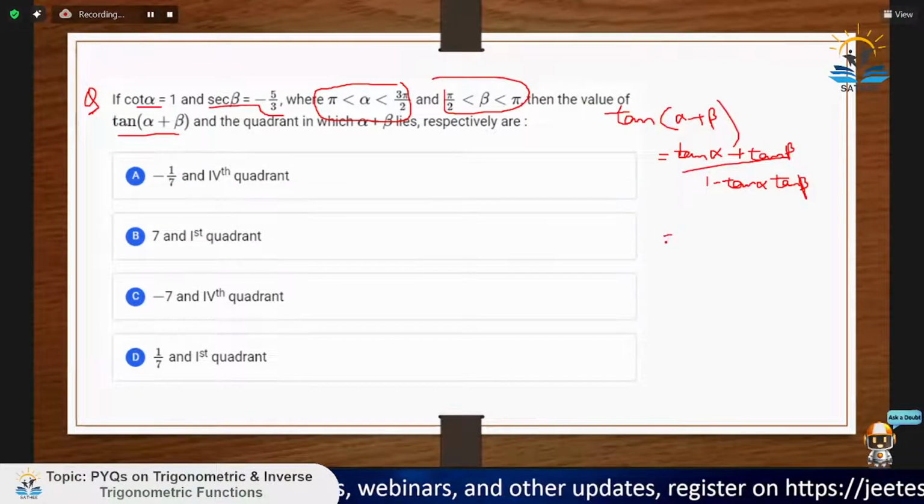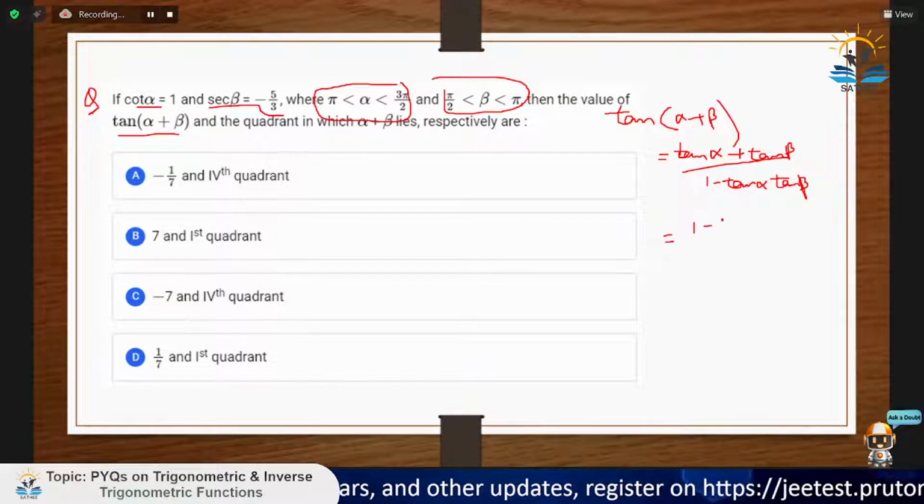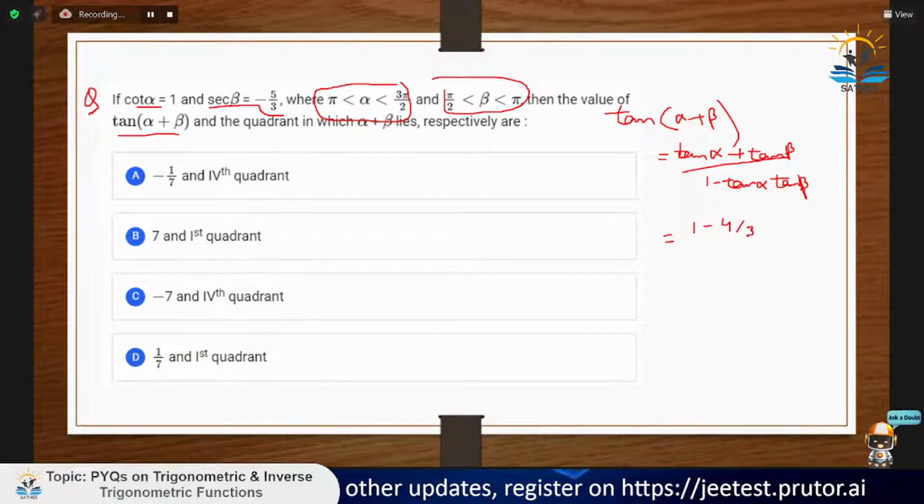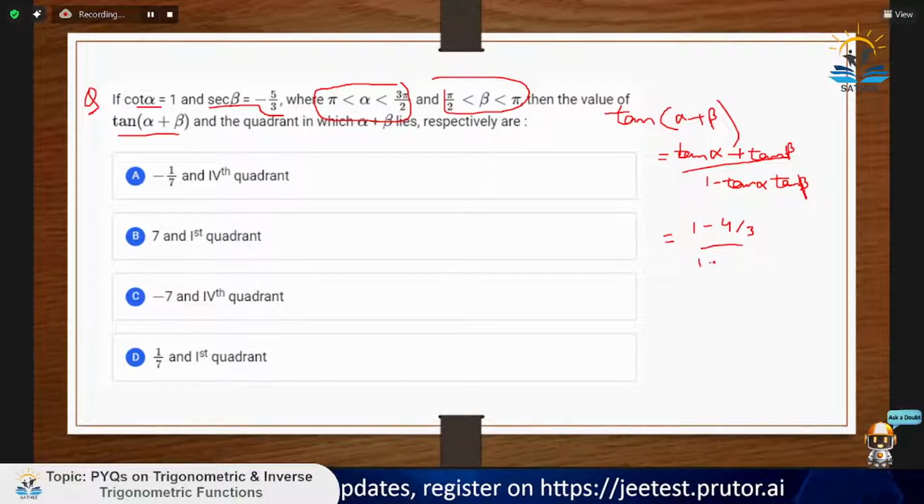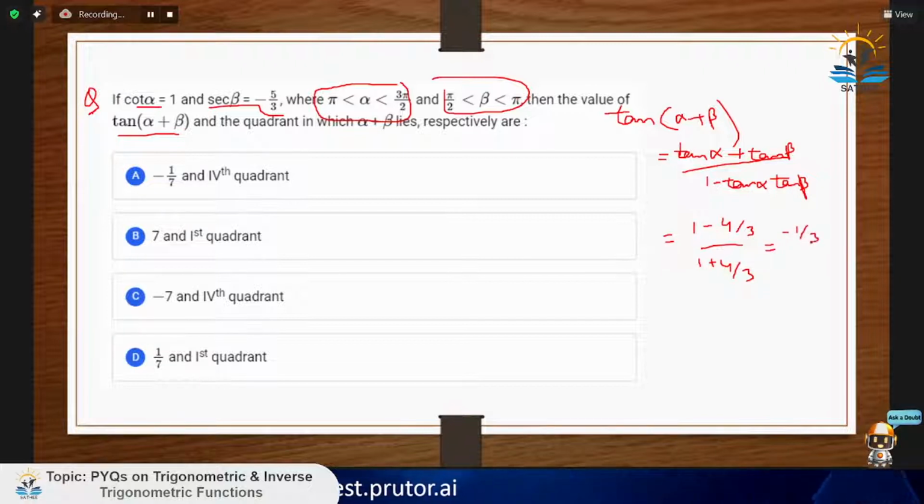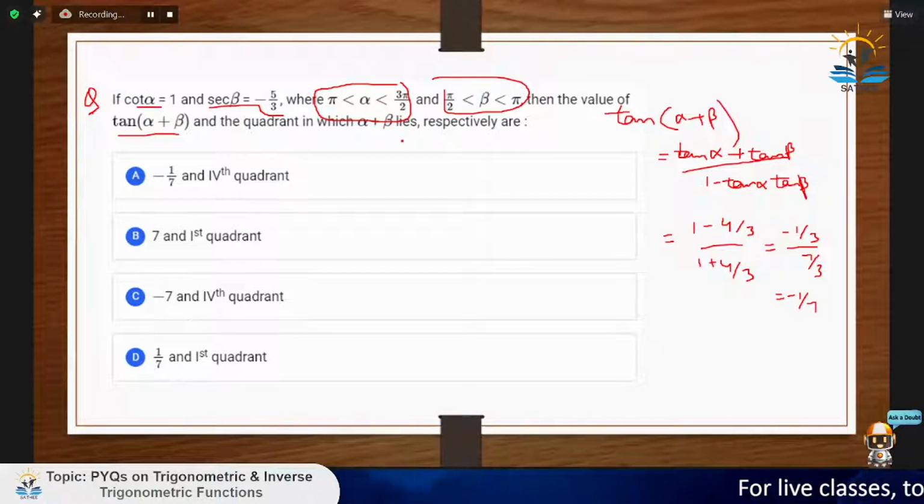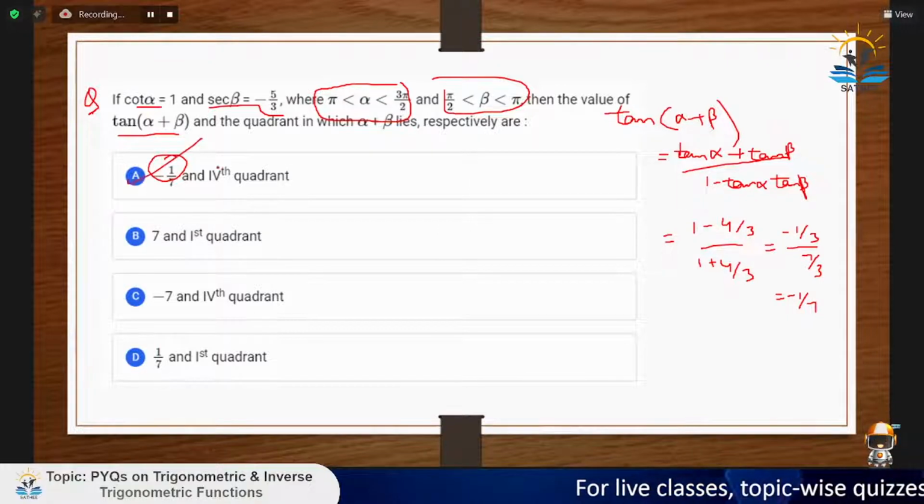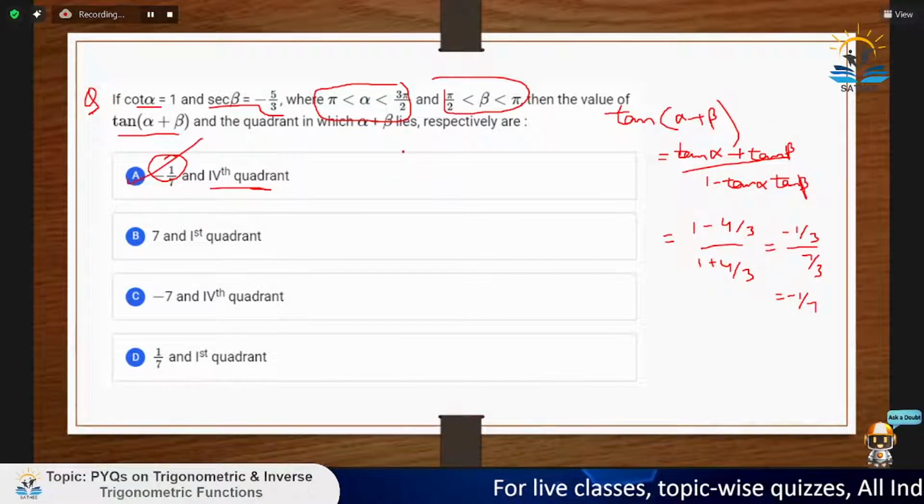So 1 minus 4/3 upon 1 plus 4/3, because minus and minus will become plus. So you would be getting -1/3 upon 7/3. So -1/7 is the final answer. Okay, so tan of alpha plus beta is -1/7. So this would be the correct option, and I don't need to check the others, but I can check for alpha plus beta.